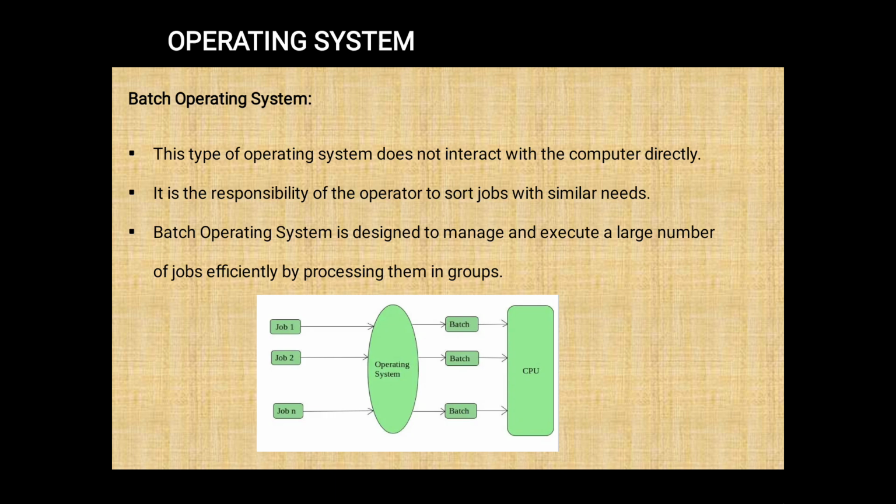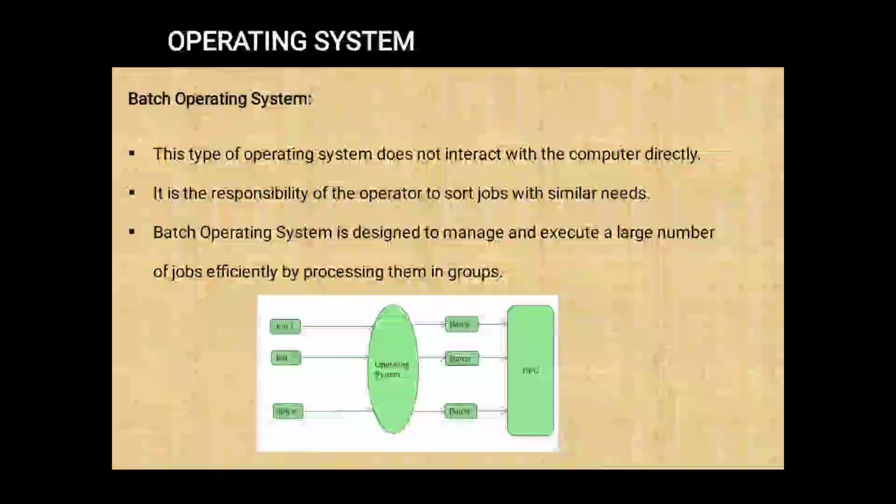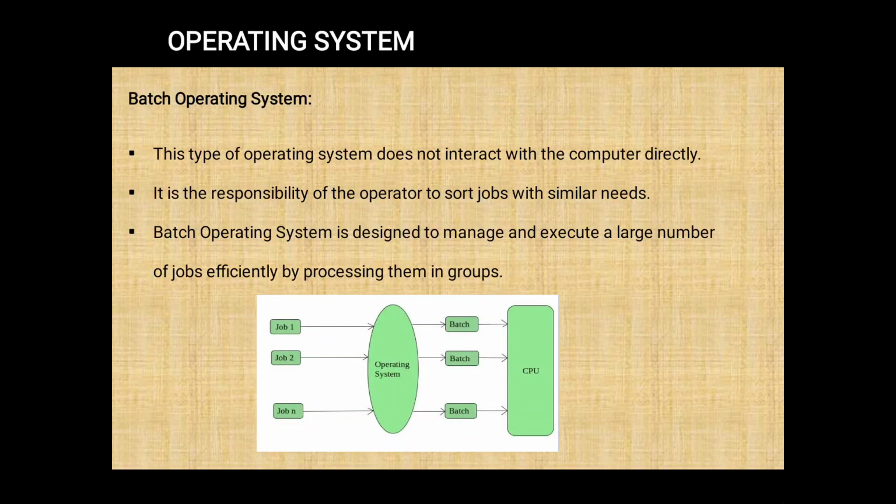By seeing this diagram, we can understand easily. So here, n number of jobs has been assigned to the operating system. What the operating system will do is categorize them as batches and assign these batches to the CPU for processing. The workflow of this batch operating system is: first it will assign a job through job submission. Afterwards it will schedule the particular job. Later it will execute that particular job, and finally it will complete the process as a job.